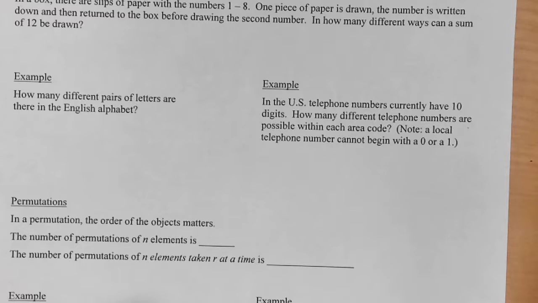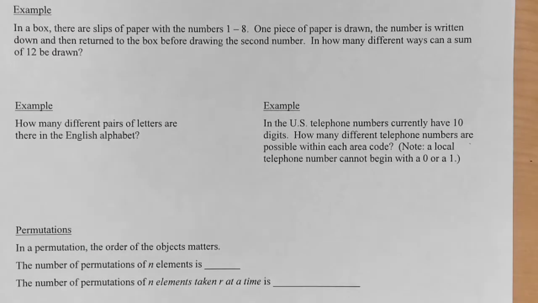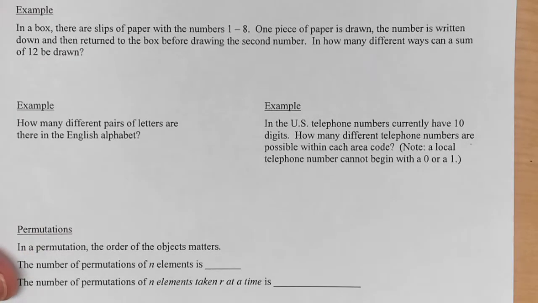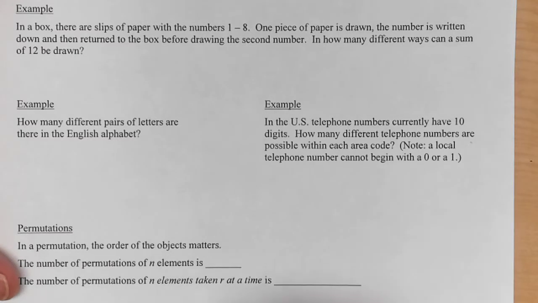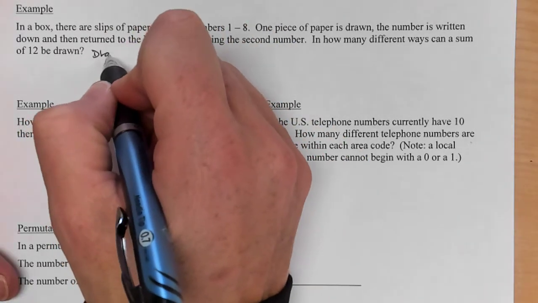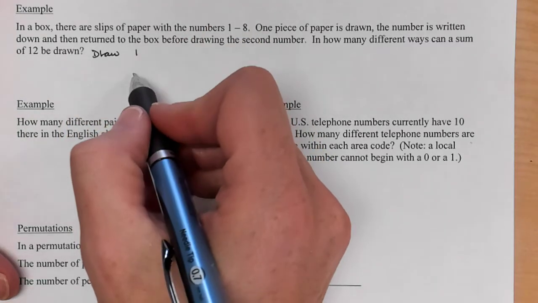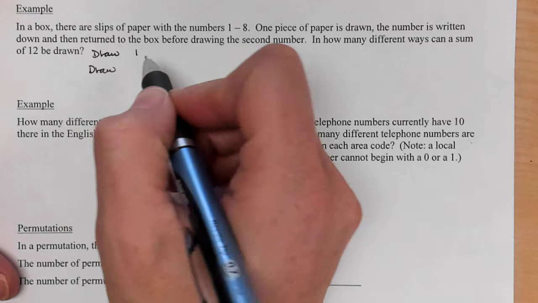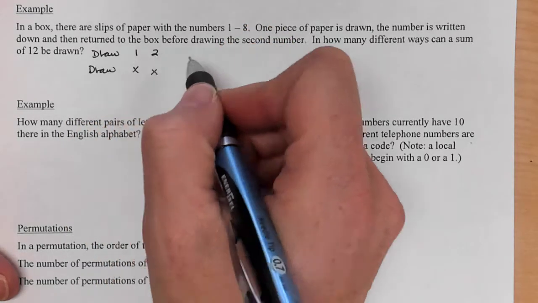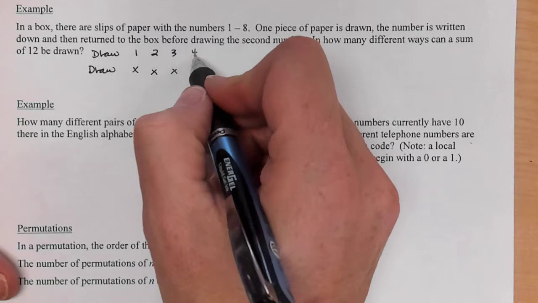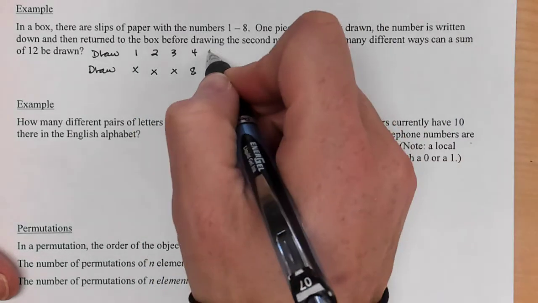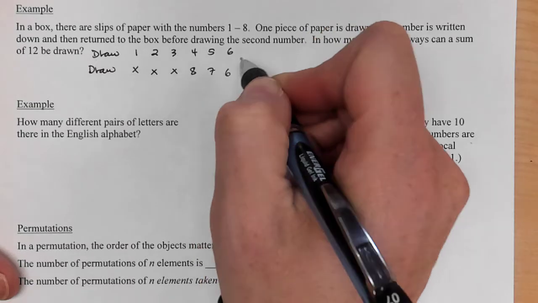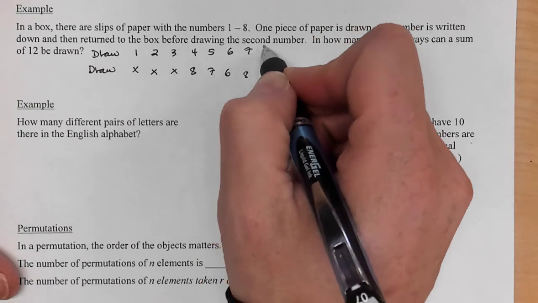Okay? So our first example here is in a box there are slips of paper with the numbers 1 through 9. One piece of paper is drawn, the number is written down and then returned to the box, and you draw a second number. How many different ways can a sum of 12 be drawn? Most students can make this list pretty easily. It's not that tricky. I just suggest to kids that you start writing things down in a systematic way. So the first draw, if you were to get a 1, is there anything you could match it up to that would get you a 12 for a total? There isn't. If you drew a 2, there isn't. If you drew a 3, there isn't. If you drew a 4, you could draw an 8, and that would make a combo. So 5 and 7, 6 and 6, 7 and 5, and then 8 and 4.